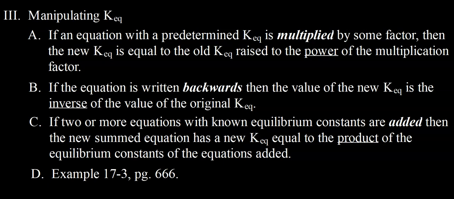Letter B, that looks to be half of the original one. And so that means we're going to raise our Kc to the 1/2 power, take the square root of that. So originally 4.0 times 10 to the fourth. The square root of that is 2 times 10 to the second.